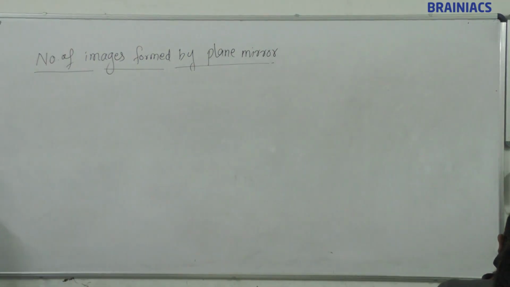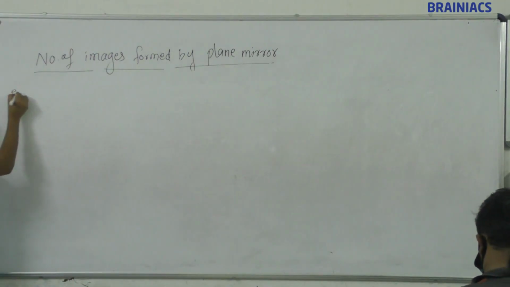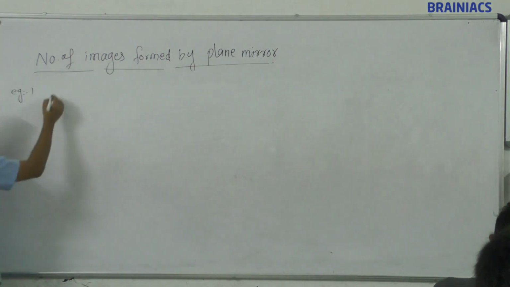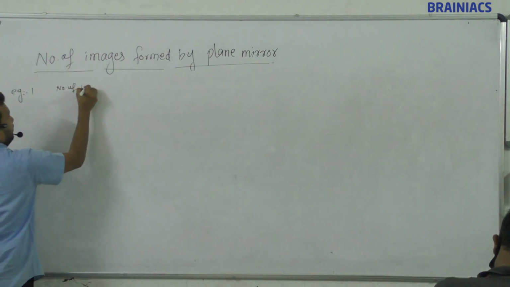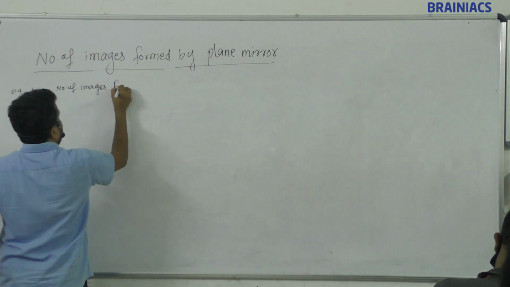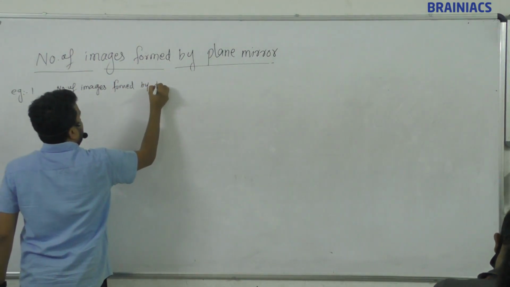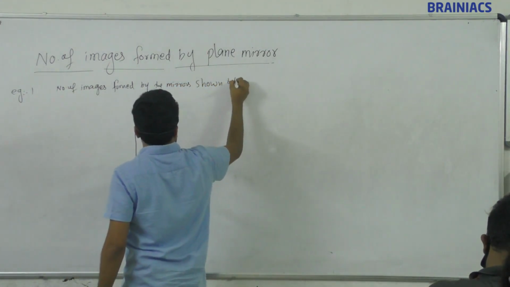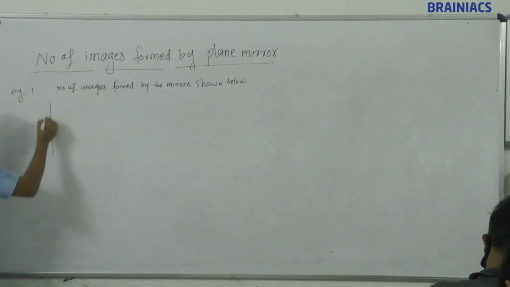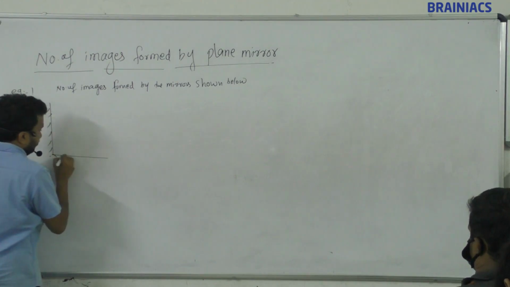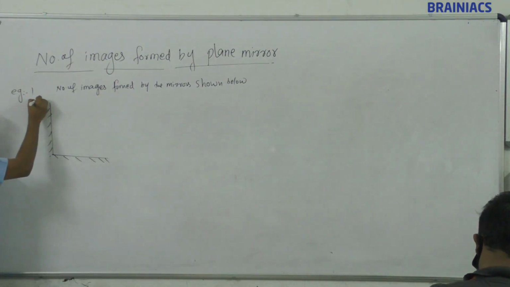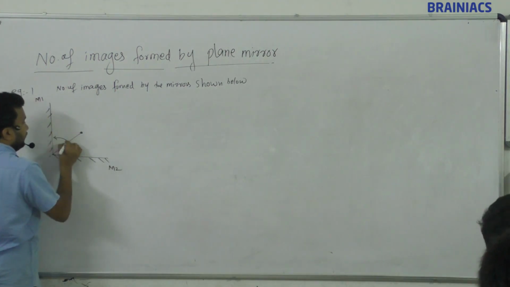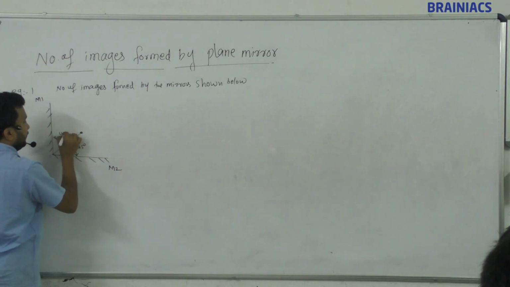We'll do multiple examples. First example, number 1, or you can put it as a question: number of images formed by the mirrors shown below. This is the first question. So we'll draw two mirrors, M1, M2. The object is placed at the bisector, 45 degrees.